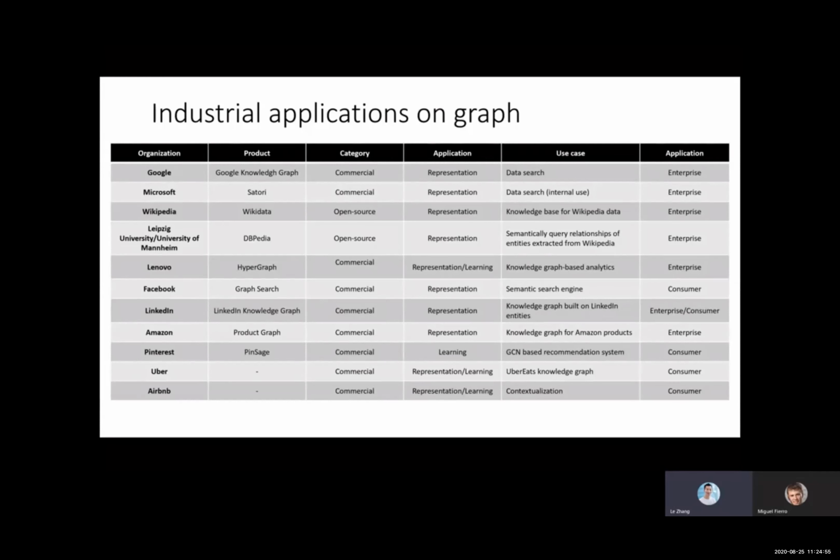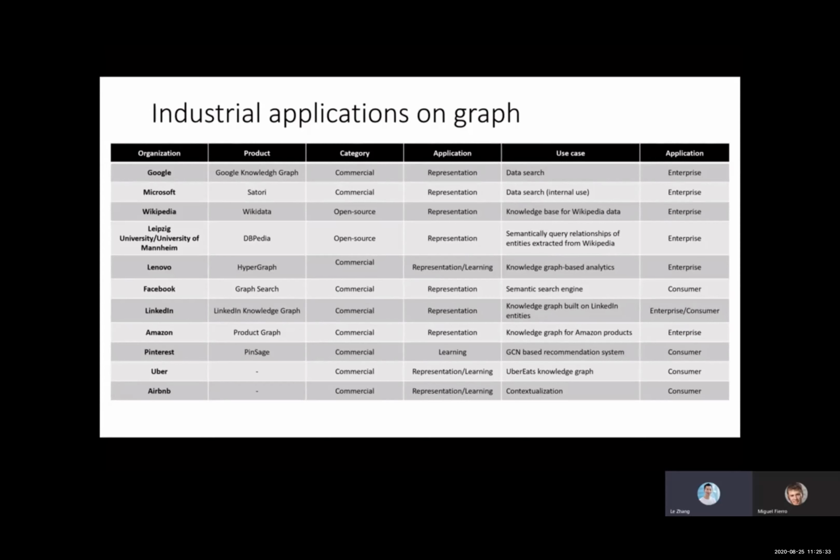And also we know that Microsoft has Satori, and several years ago they also had a very comprehensive tutorial about how to construct a knowledge graph. And the knowledge graph itself can be built for data search as well, although this is for internal use of Microsoft, right? And just now we have already covered Wikidata and DBpedia, right? So both of them are open source knowledge graph applications. And other companies like Lenovo, they have their hypergraph.